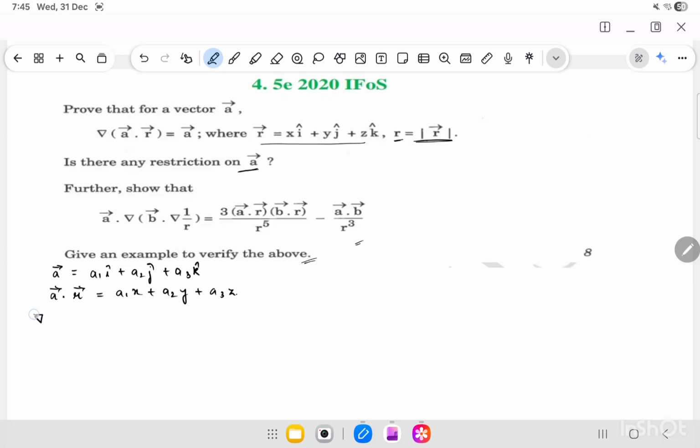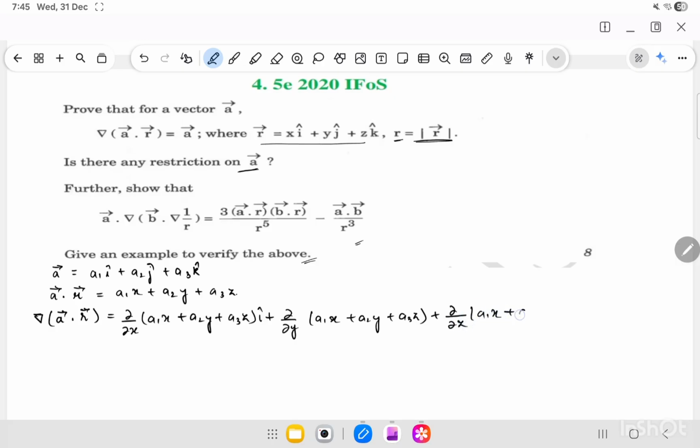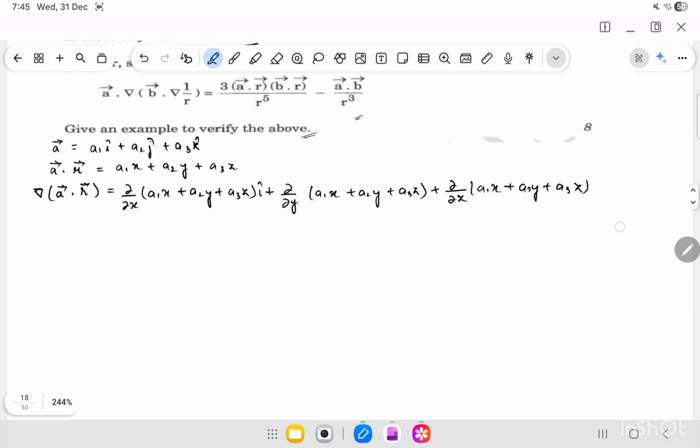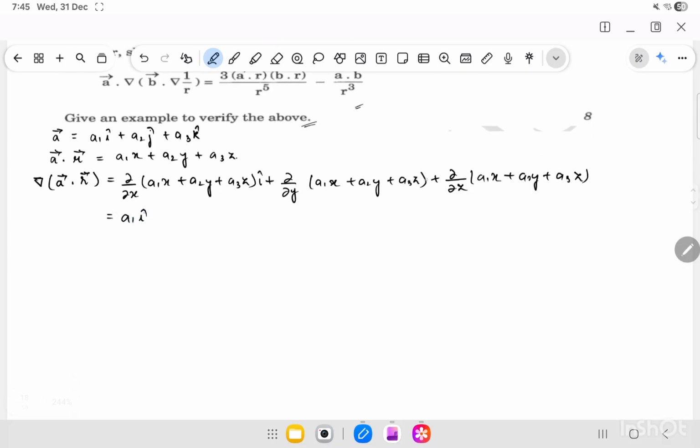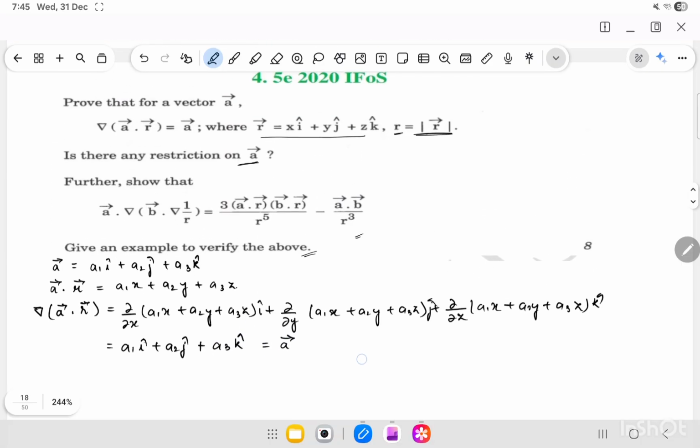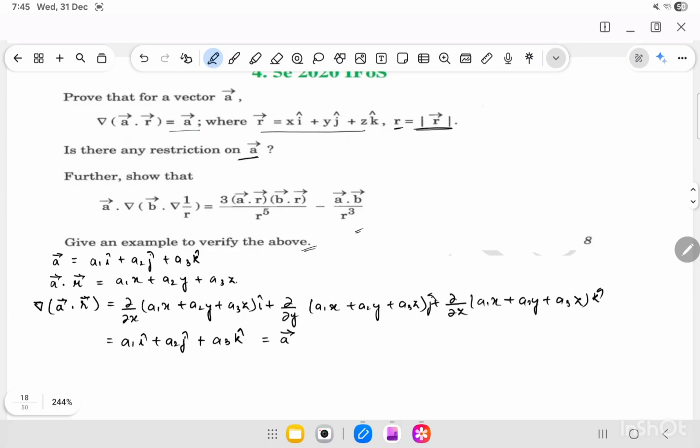Now if I evaluate its gradient, it will be equal to del by del x of A1x plus A2y plus A3z i cap plus del by del y of A1x plus A2y plus A3z j cap plus del by del z of A1x plus A2y plus A3z k cap, which simplifies to A1 i cap plus A2 j cap plus A3 k cap, which is equal to A vector only, and that's what we were supposed to show. We are supposed to show that this relation holds.